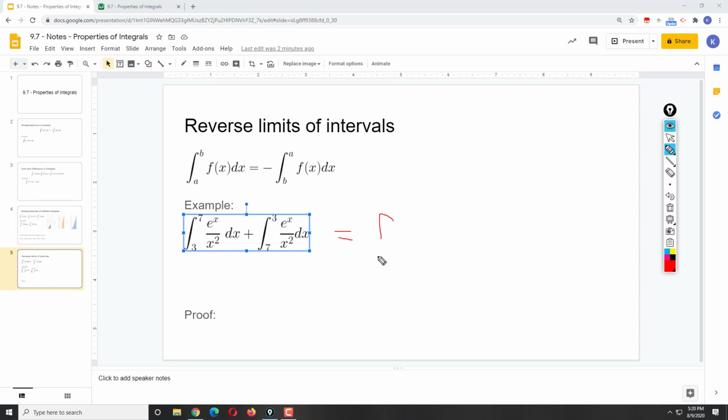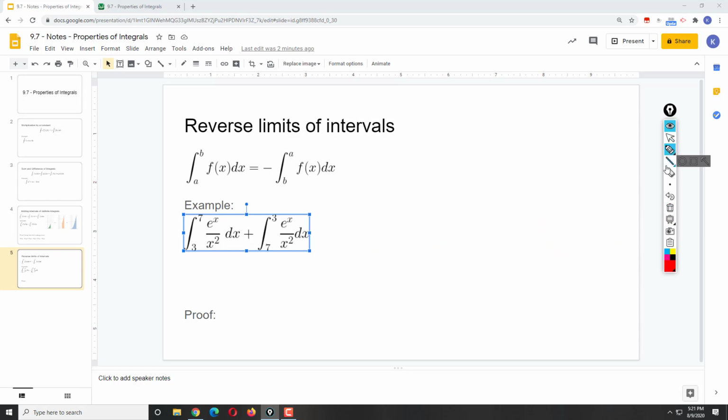In other words, this is the same as the integral from 3 to 7 of e to the x over x squared dx minus, we can switch the two ends, so 3 to 7 again, but it becomes negative. So it has to equal 0. That's equal to 0. Okay? That's all it means. We can switch the two limits and make it negative.